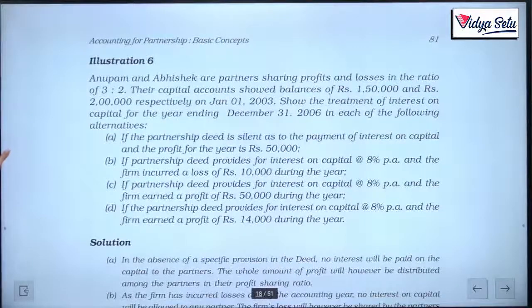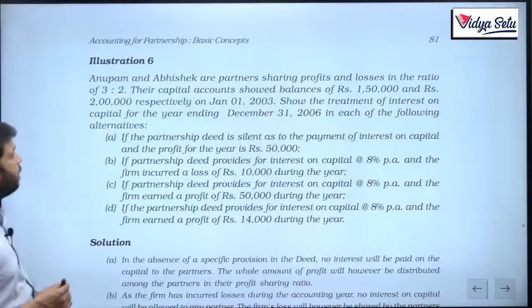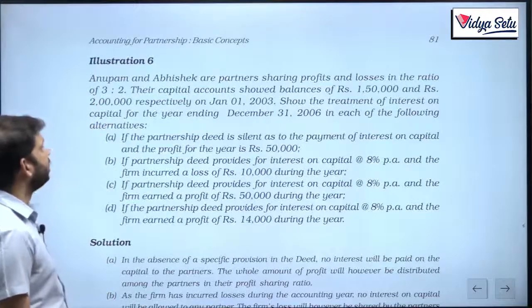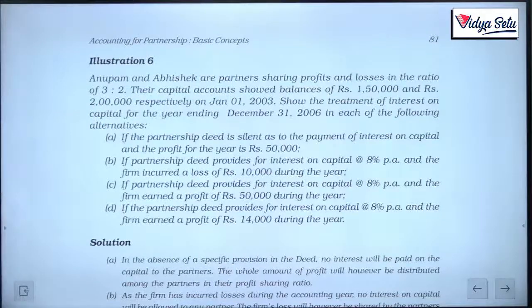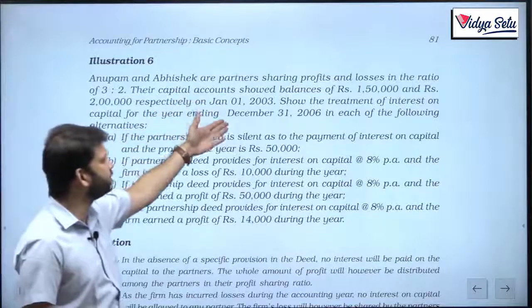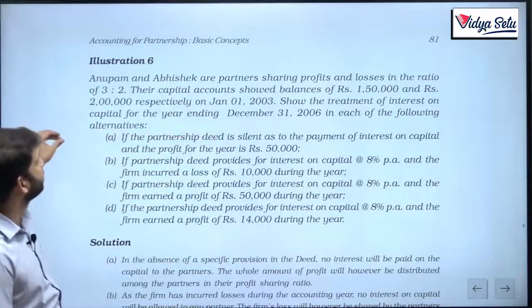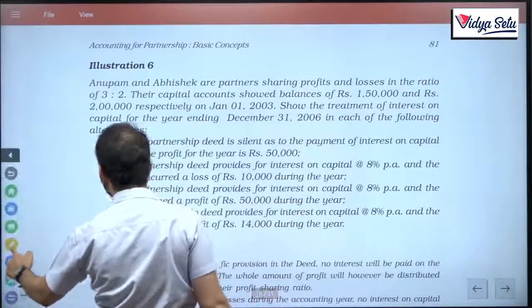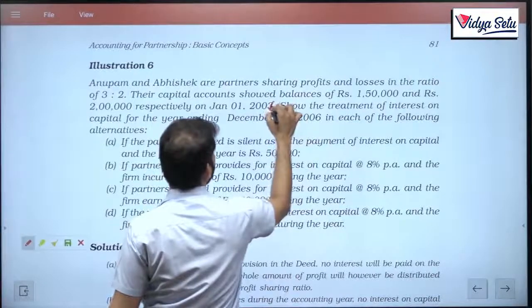A very, very good, very interesting question. Just understand this: Anupam and Abhishek are partners sharing profits and losses in the ratio of 3:2. Simple. Their capital accounts showed a balance of 1,50,000 and 2 lakh respectively on January 1, 2003. Till now there is no problem. Show the treatment of interest on capital for the year ending December, so the year from 1st January to December 2006. It needs to be 2006 or 2003? I'll make it 2006.